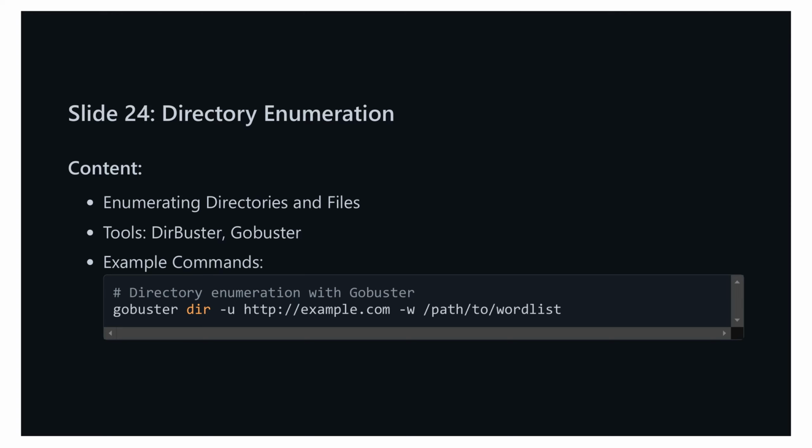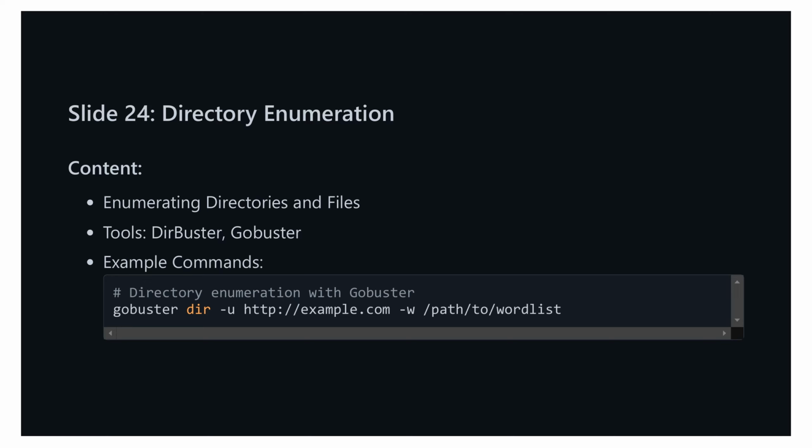Now, let's move on to the current slide, which focuses on directory enumeration. For directory enumeration, we aim to identify directories and files that are accessible on a web server. This can often reveal administrative pages, login portals, and other sensitive information which might be otherwise hidden. Two common tools for this task are DirBuster and GoBuster. These tools utilize word lists to brute force directories and file names, helping us uncover hidden content.